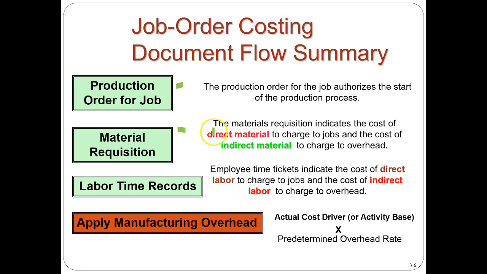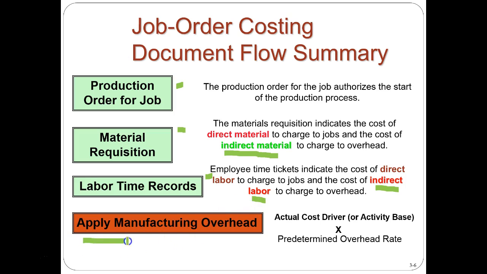Then we're going to have the labor time records. We're going to somehow apply the time, the direct time in this case, to the job. Oftentimes, employee time tickets indicate the cost of direct labor to charge to jobs and the cost of indirect labor to charge to overhead. So remember, indirect labor and indirect materials are those things that we don't know which job to apply them to. Indirect materials would be things that are probably small. So if we're talking about something like the grout in a construction job, maybe we don't want to apply it directly to the job because it would not be cost effective to do so. So therefore, we would put it into overhead and use an activity base to apply it, which may be easier and less costly. Indirect labor might be something like the supervisor's salary.